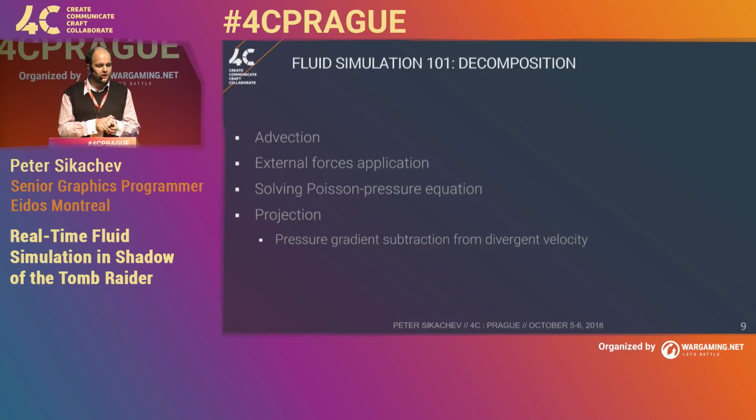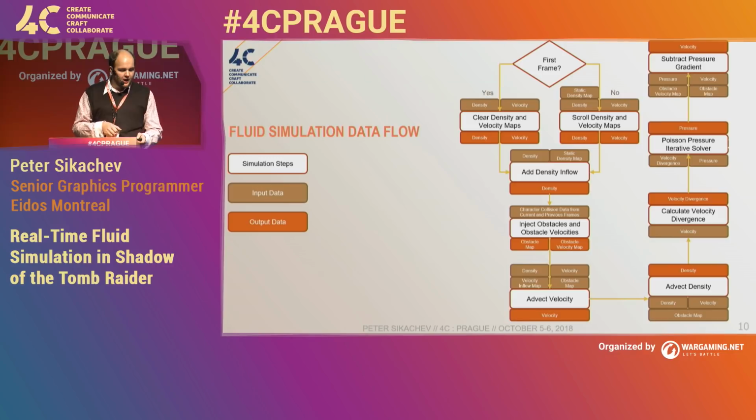It's a little bit hard to understand what's going on there, but basically, as a result of the solve, we get a divergent velocity, and what we do there, we basically project it on another space to get the non-divergent velocity, and this is done by subtracting the pressure gradient from the divergent velocity. So let's consider the simulation data flow.